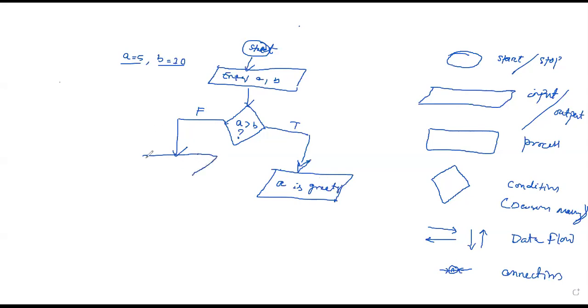If A greater than B is false, in this case we have entered the value for A as 5 and the value for B as 10. So A greater than B is false because 5 greater than 10 is not true. So what will happen? I have to write B is greater, then completed. Stop. Clear? All of you clear?